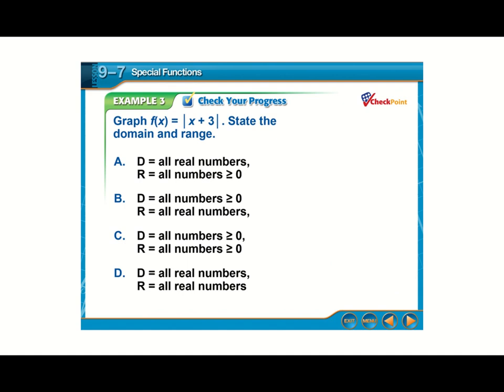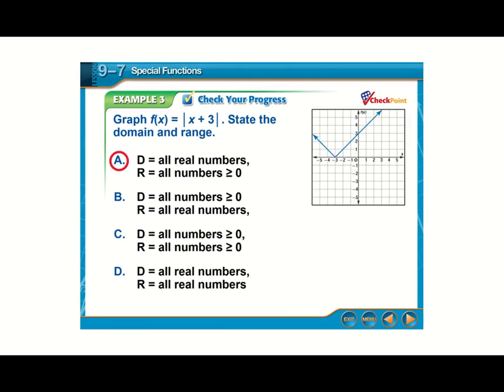Okay, I'm going to give you a second to go ahead and graph that and then state the domain and range. And this is the answer that you should have gotten.